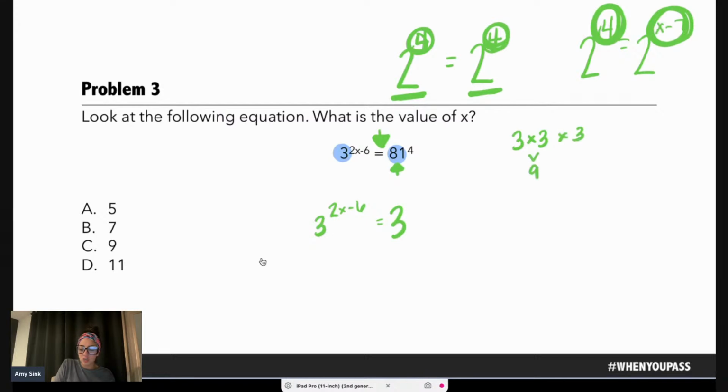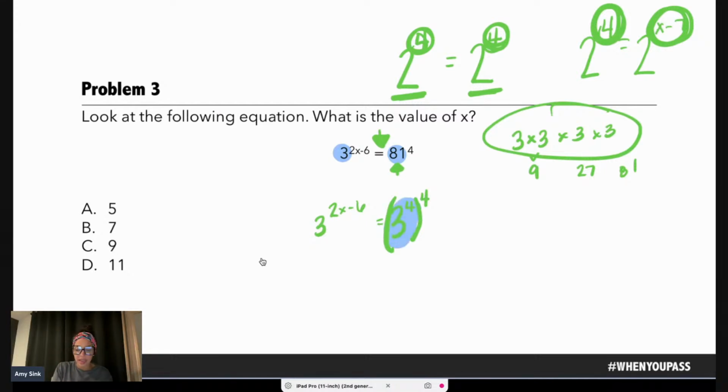Times 3 is 27. Times 3 is 81. So 3, how many times? 3 to the 4th power equals 81. So if I do 3 to the 4th power to the 4th power, all I've done is substitute the 81 with 3 to the 4th power. That's all I've done, I've substituted this 81 value with 3 to the 4th power.